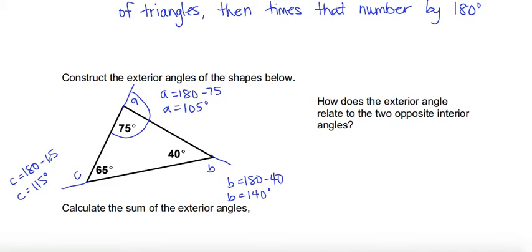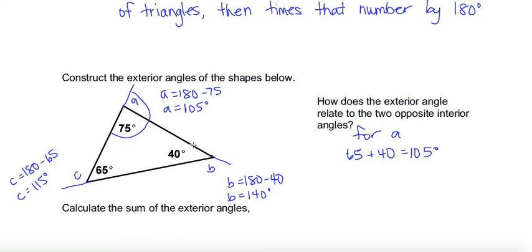So we want to do two things. Once we've constructed those exterior angles and solved what they would be, we want to think about how those exterior angles relate to the two opposite interior angles. So let's take a look at A, for example. The two opposite interior angles for A are 65 and 40. If I take those and add them up, look at that. It's the same as A.